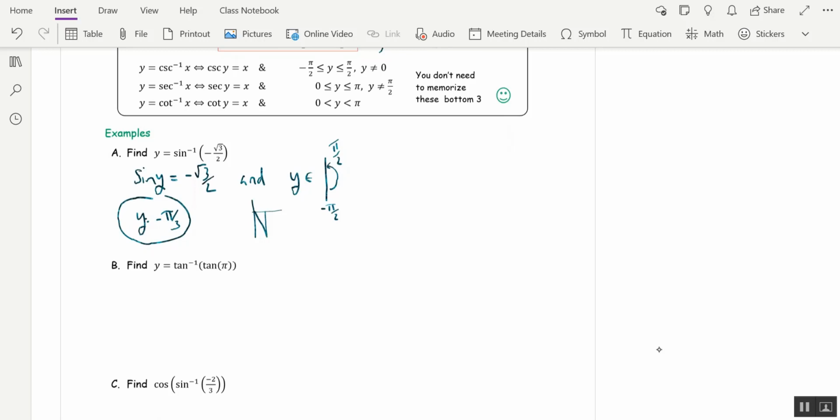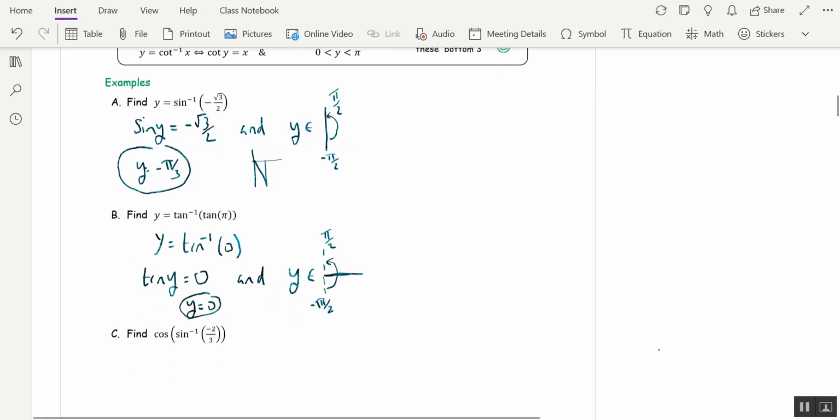Okay, let's do another one. Find y equals tangent inverse of tangent of pi. Okay, so let's simplify the inside first. y equals tangent inverse. Tangent of pi is 0. So we want tangent inverse of 0. So we take tangent of both sides. Tangent of y is 0. And y has to be an angle. If you look in the red box above, y has to be an angle between negative pi over 2 and pi over 2. Very similar to sine inverse. So the angle that's going to work is 0.